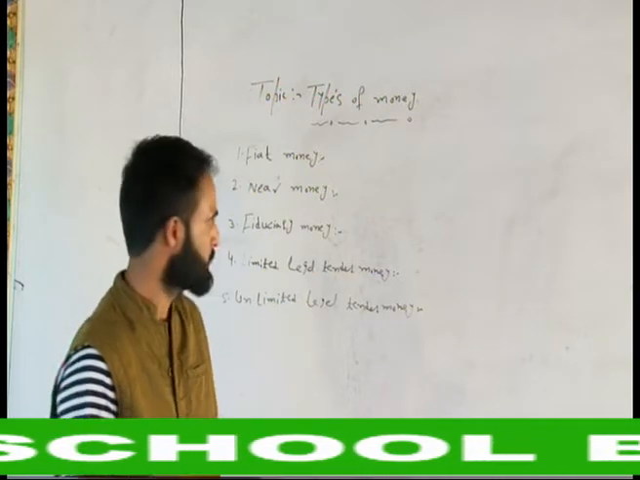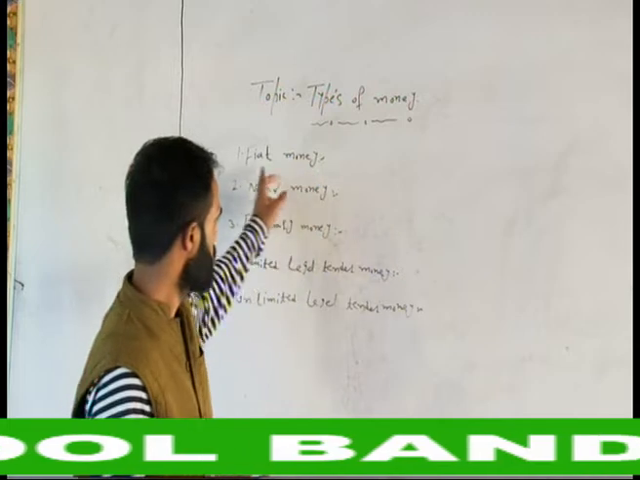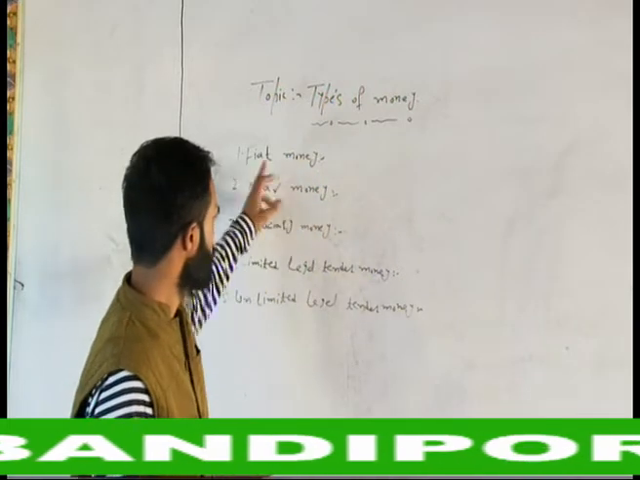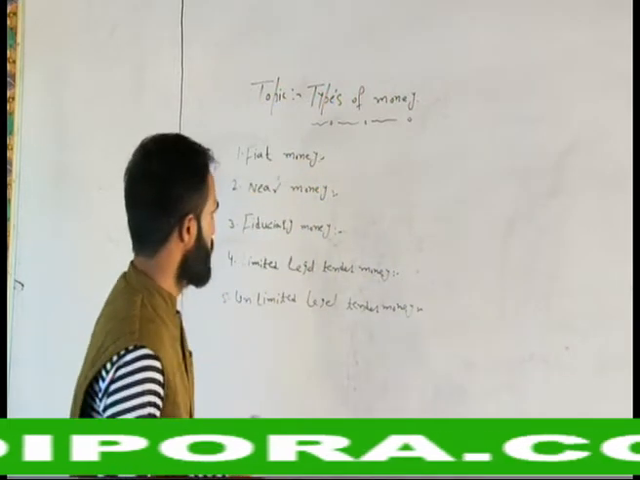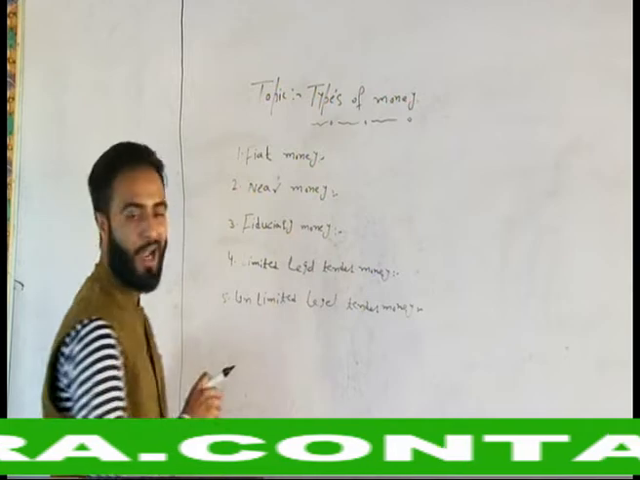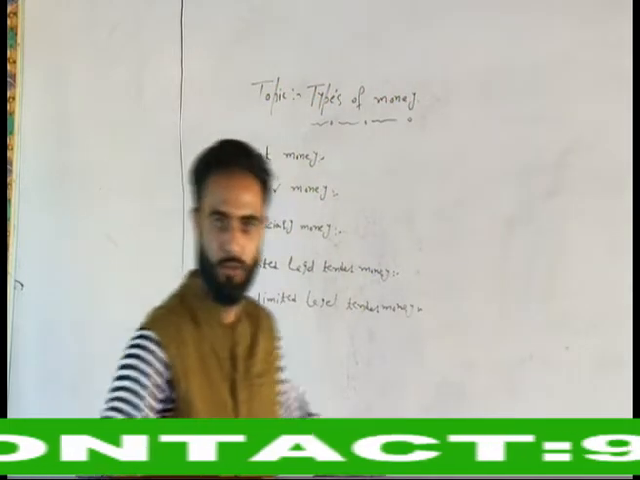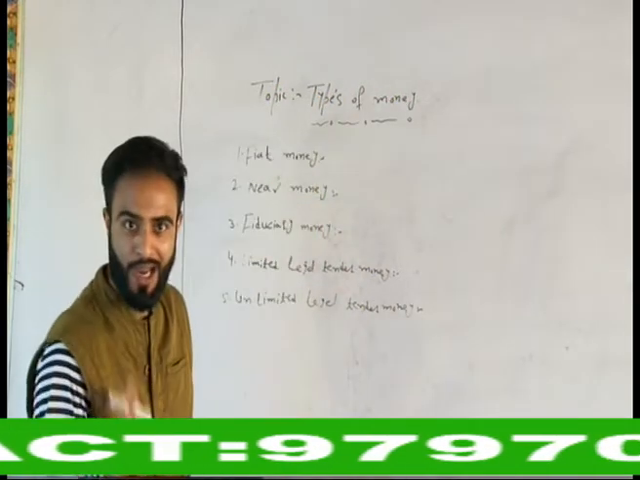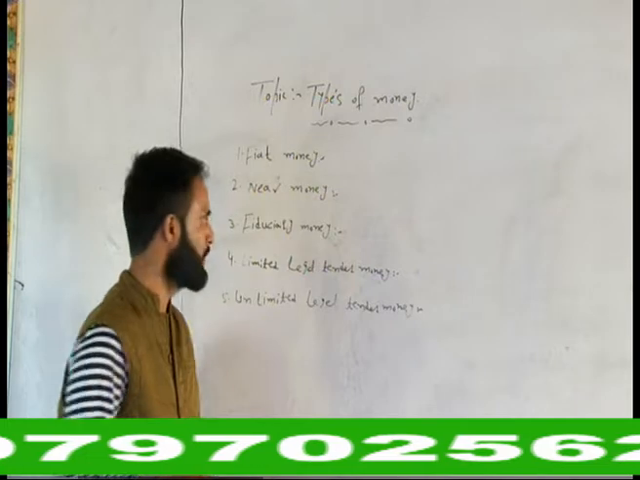What is the barter system of exchange? Now today let's have a look. I will discuss with you in brief the types of money. The first type of money is fiat money. It doesn't mean fiat motor, it is F-I-A-T, fiat money. What does fiat money mean?